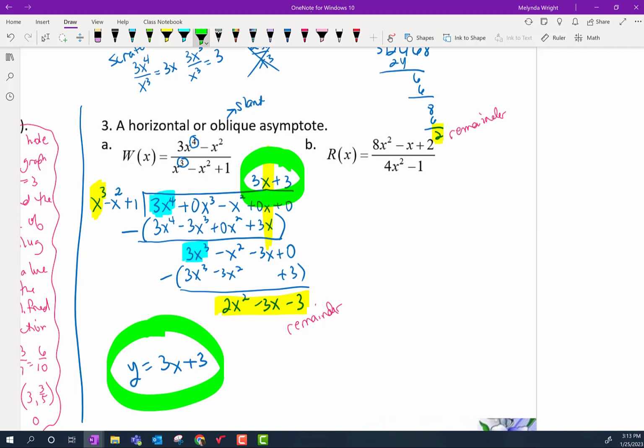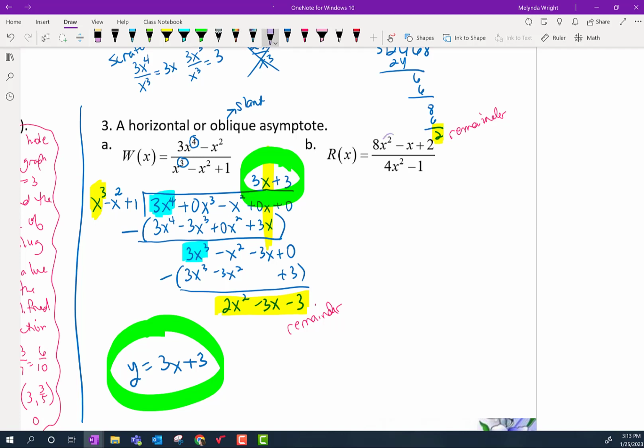Okay. I'll try to calm down. Sorry. All right. How are we on oblique asymptotes or slant? Who knew you'd be having so much fun today? Right? Okay. Last one.